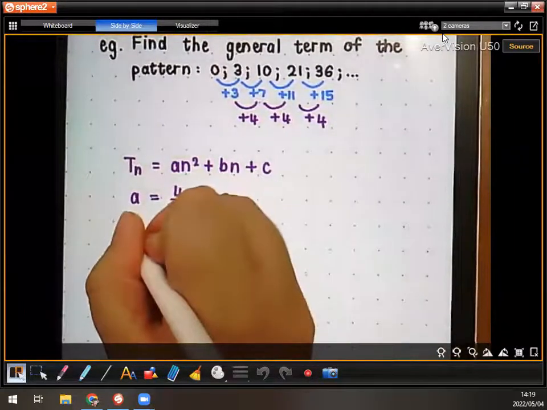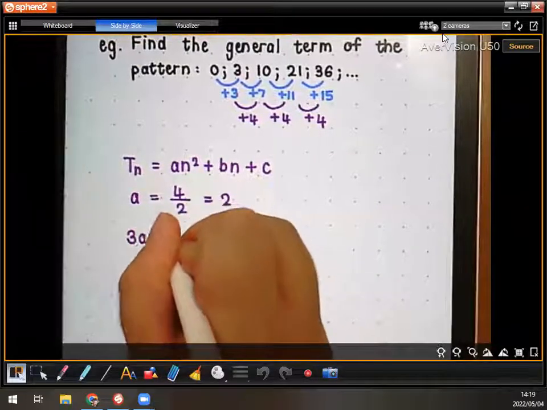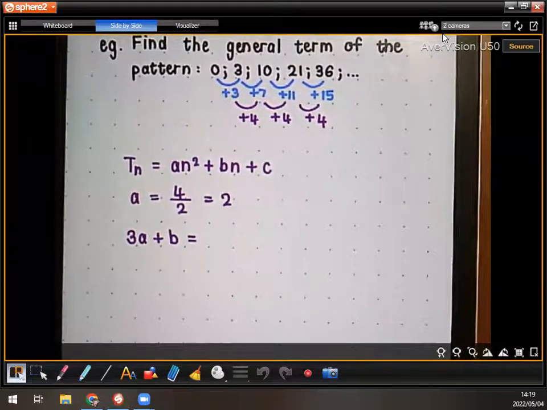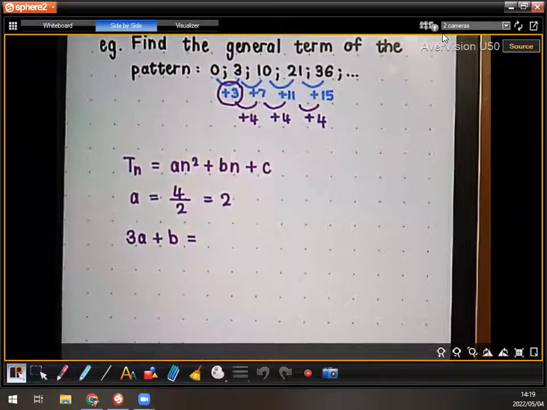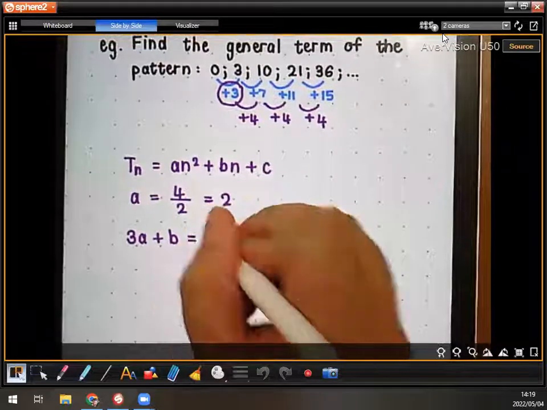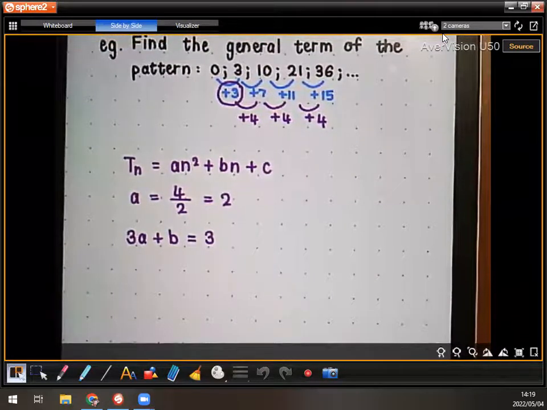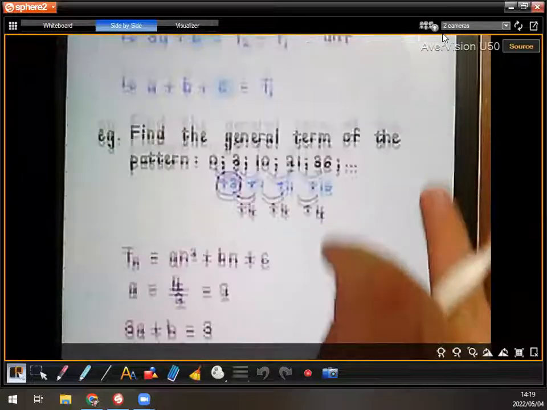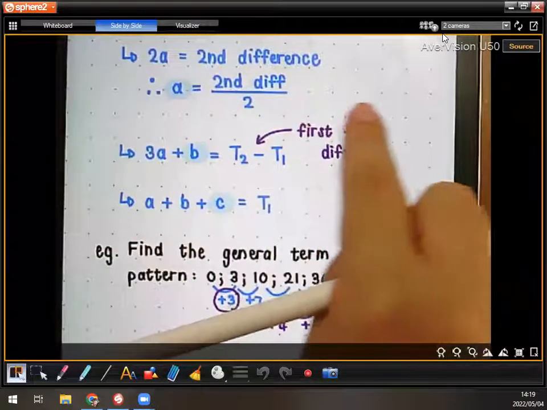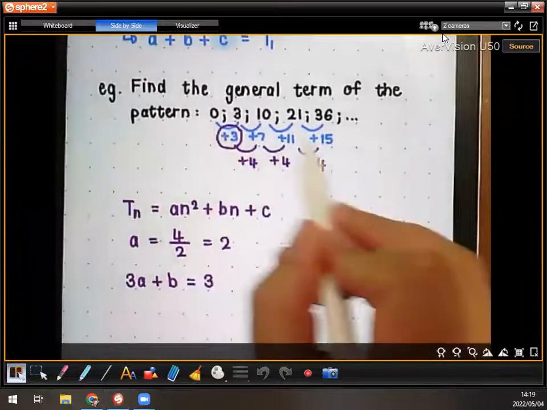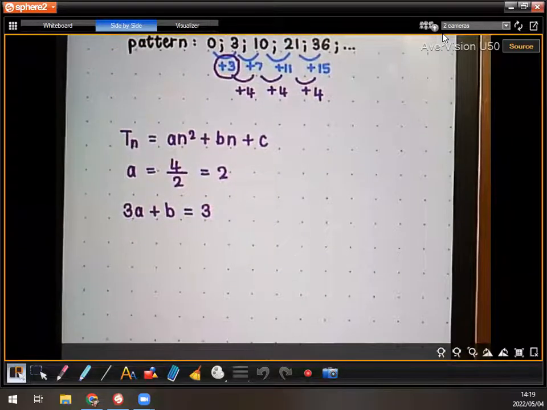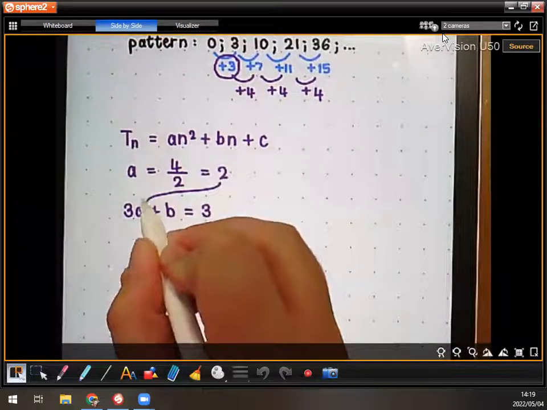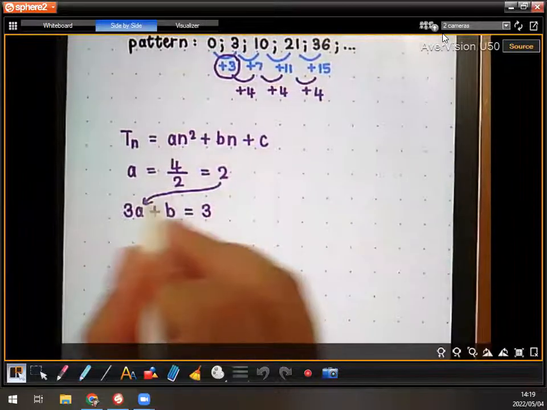Okay, now we're going to say 3A plus B is equal to, what did we say? Term 2 minus term 1. The first value that we work on. 3. Remember the first difference, that's the second formula that we wrote down. 3A plus B is equal to the first difference. So the first of your first differences that you work on. We have a value for A though, don't we? So now we're going to put that value in this equation.